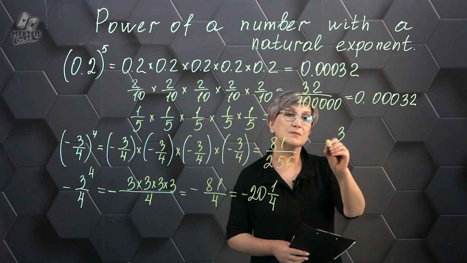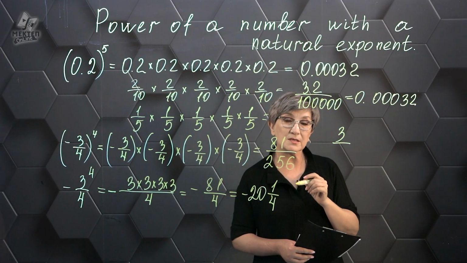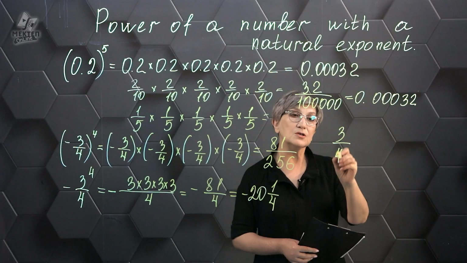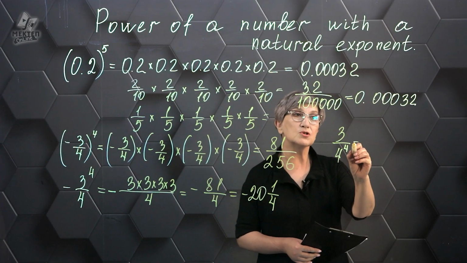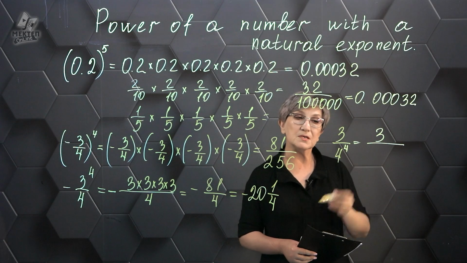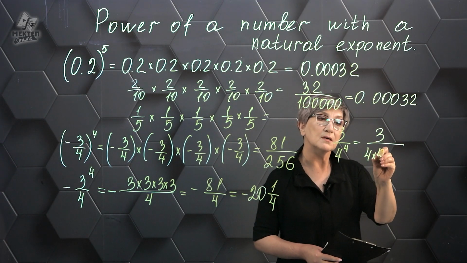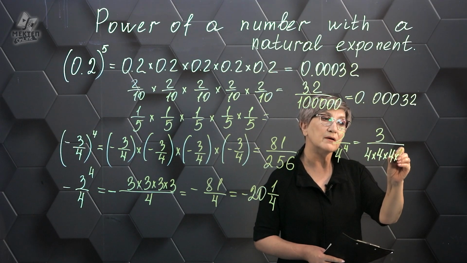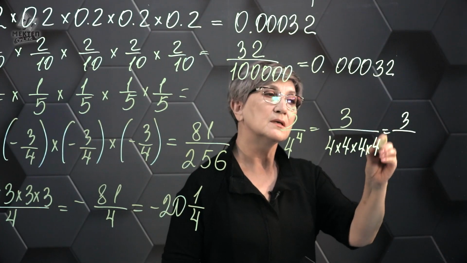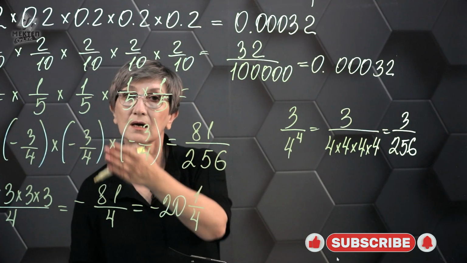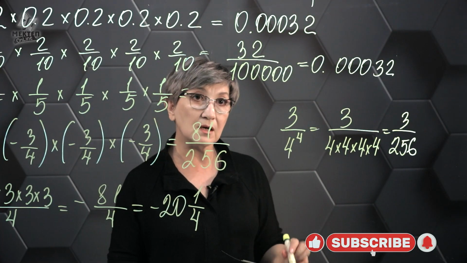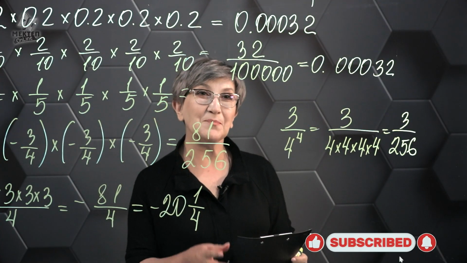Now let's write down and calculate the value of the following expression. 3/4 with only the denominator to the 4th degree. In this case, we rewrite the numerator, but the denominator will be equal to 256. As you can see, the values of these expressions are completely different. Therefore, be careful when calculating and converting the degree.